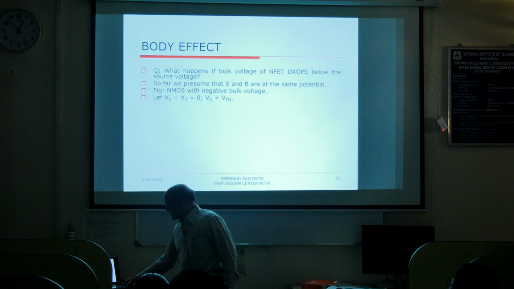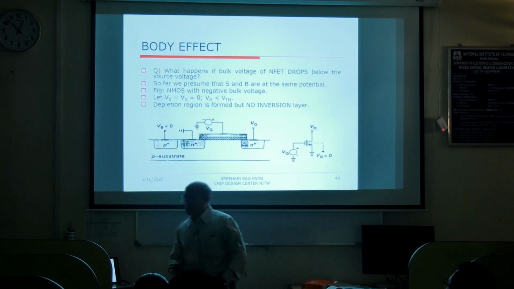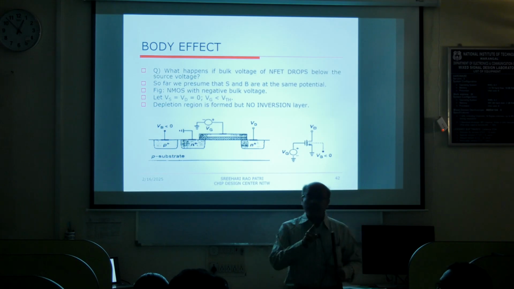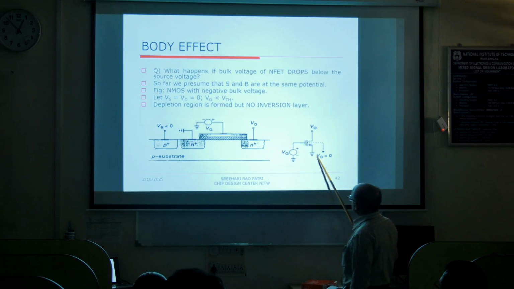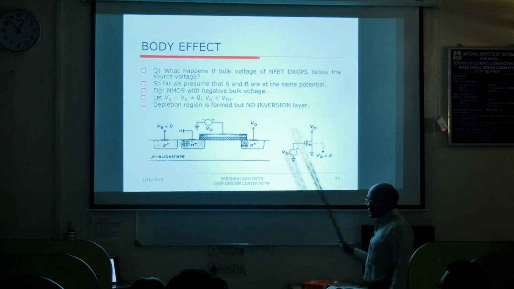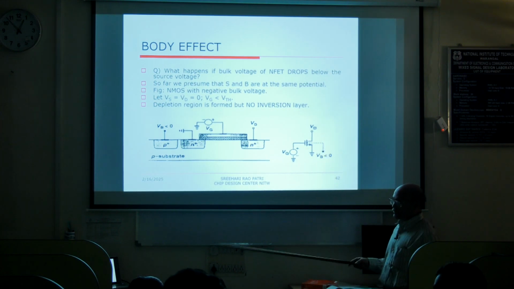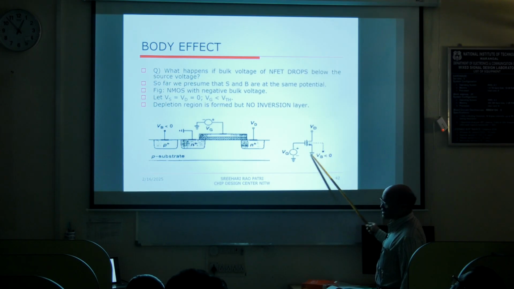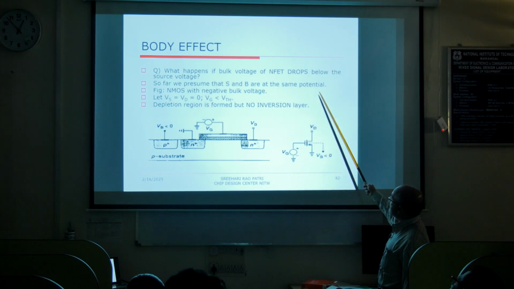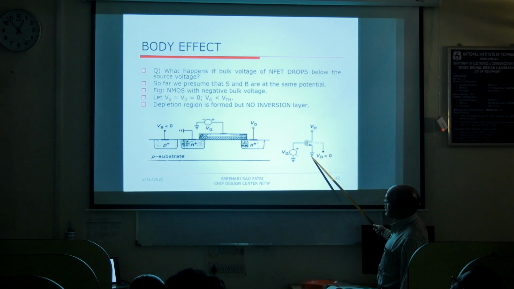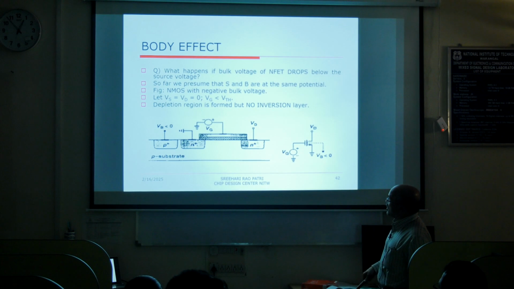Okay, body bias effect. So far what we have done is source, drain, and gate. They are the 3 terminals, right? There's one more, which is body. Body is bulk, right? Substrate, right? So this is the substrate terminal. So far we have actually grounded it, right? And both are at the same potential. Source and substrate are at the same potential. Therefore, we are not bothering about that. But what happens if the bulk voltage drops below the source voltage? If this is different from this voltage, what will happen?